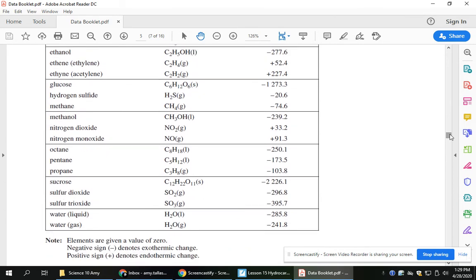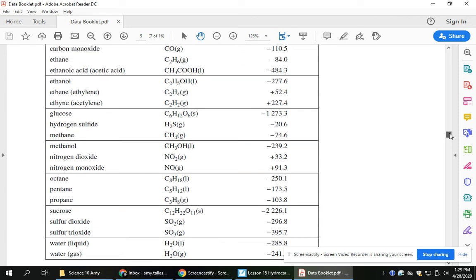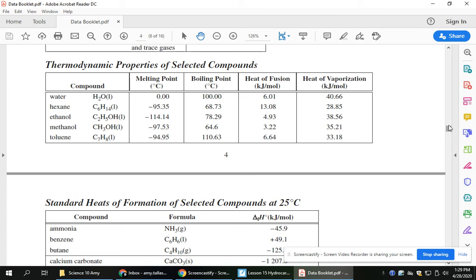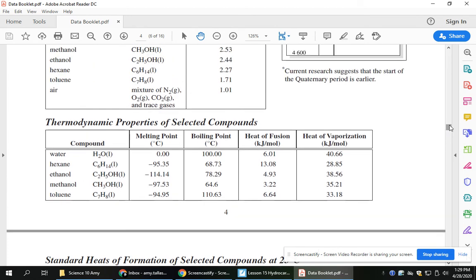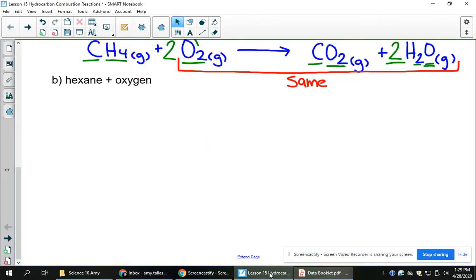All right, I can't see hexane on page 5. So there's a couple different places that we can look. This is the bottom of page 4. There's this tiny little chart that only has a couple hydrocarbons, but it does have a couple that aren't on page 5. So I do see hexane is listed there, C6H14, and that's a liquid.